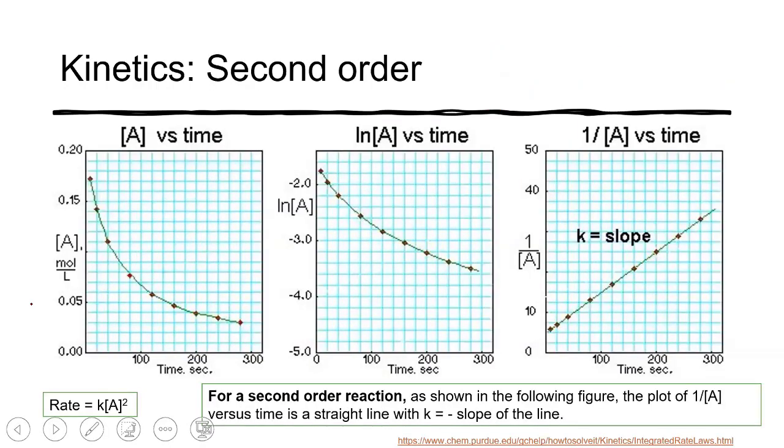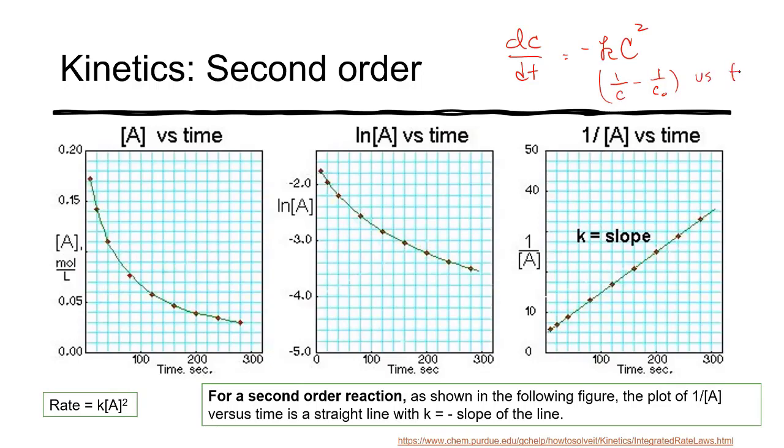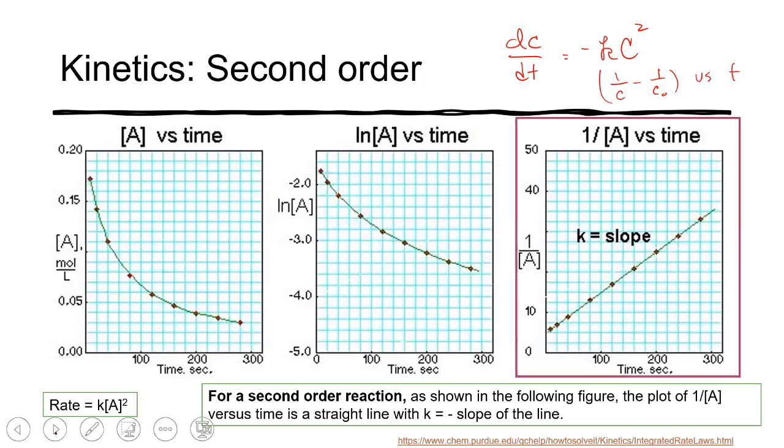For a second order reaction, we can write dC/dt is equal to minus k, in this case, C squared. Again, if we integrate that, we have a function that is related to, in this case, 1 over C minus 1 over C naught versus time. And you can see here, if we plot 1 over A versus time, we have a straight line. If we plot A or ln of A, we have a nonlinear plot.